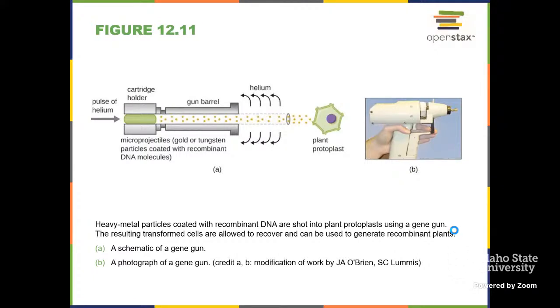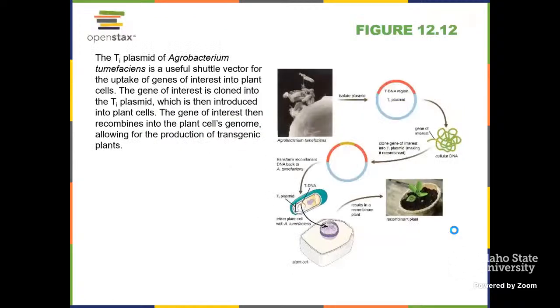So in this case, they've got different heavy metal particles that are coated with the DNA of interest, and this gene gun shoots it right into that cell. All right, that's kind of the idea. Interesting, all right? And it's using a little bit of helium to blast it in there. We're not using actual bullets, all right? The bullets are the heavy metal particles with the DNA in there, right? So kind of crazy, all right?